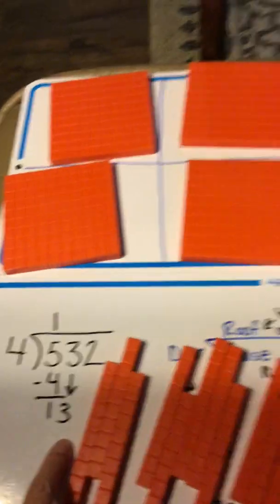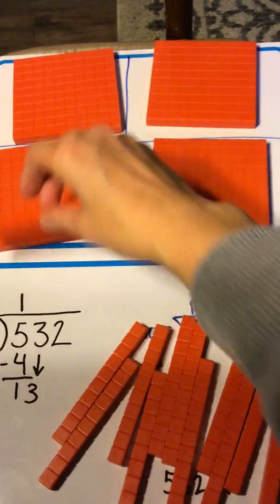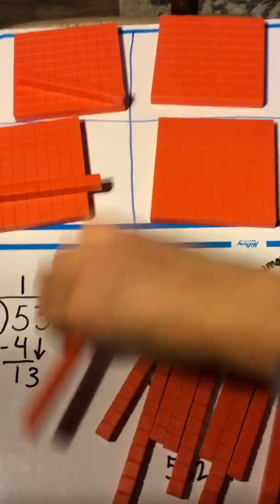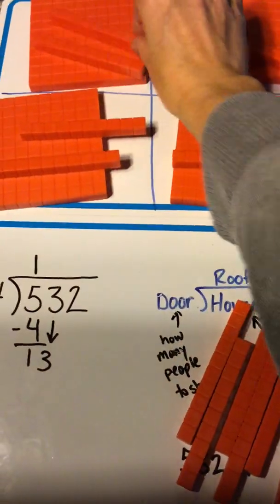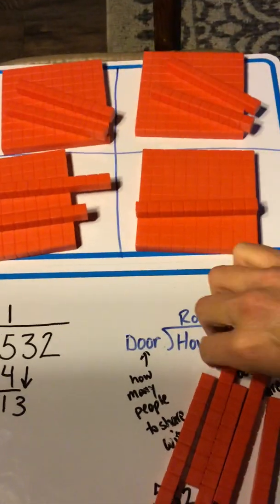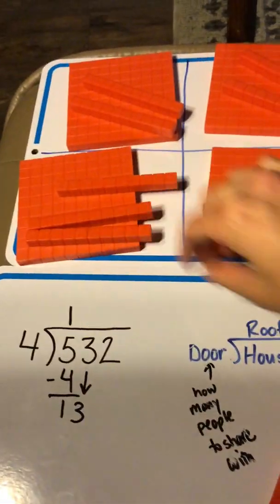So again, I can just dole them out one at a time. Everybody gets one. Now everybody gets two. Now everybody gets three.